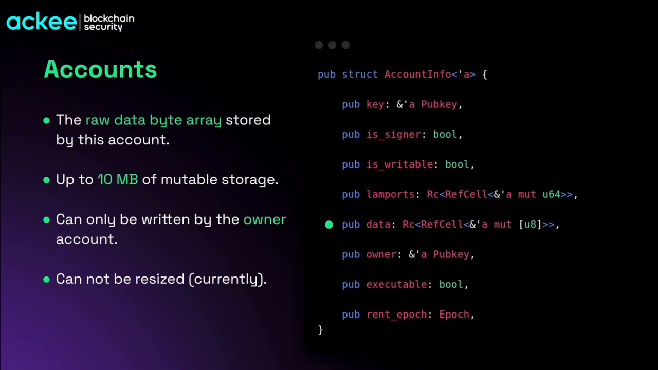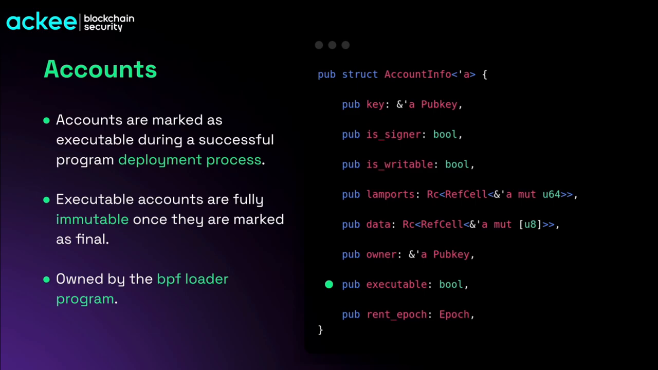And then obviously the data payload, which is essentially a raw data byte array stored by this account. It can be user data or it can be an executable payload. It is up to 10 megabytes of mutable storage and can only be written by the owner of the account.